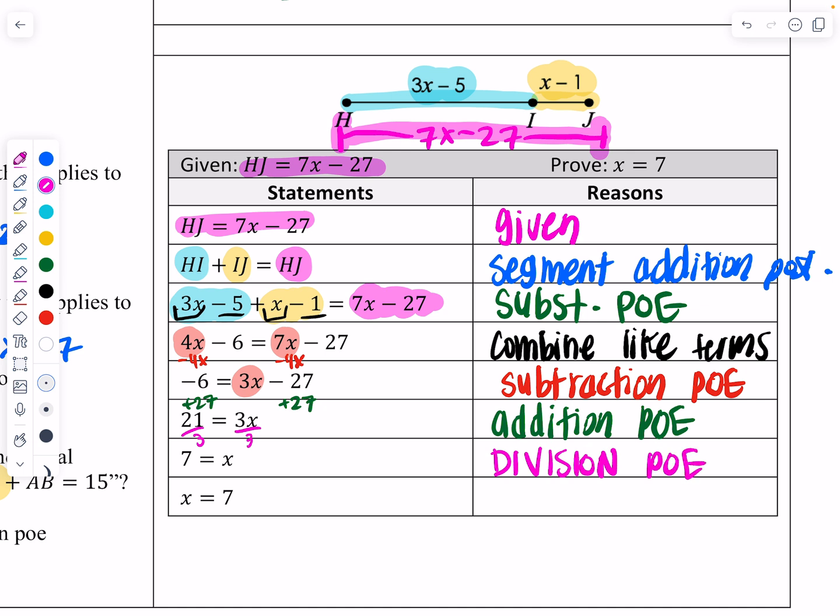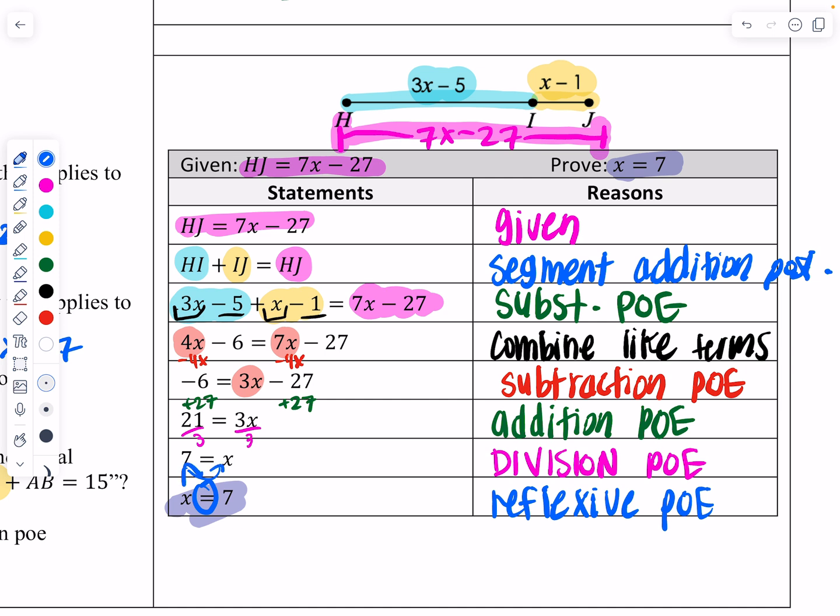And then we didn't want to prove that 7 was equal to x. We wanted to prove that x was equal to 7. So what would allow me to flip that and interchange that? That is going to be my reflexive property of equality. Why equality instead of congruence? Because it's an equal sign. So we just flipped it around. Just shows that we can flip this around because of the reflexive property of equality.